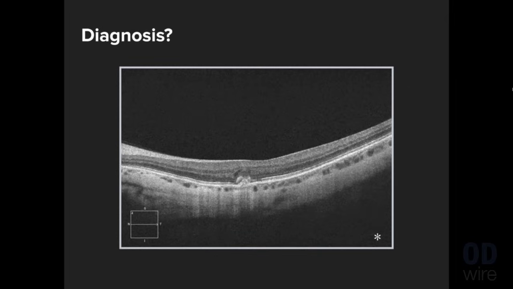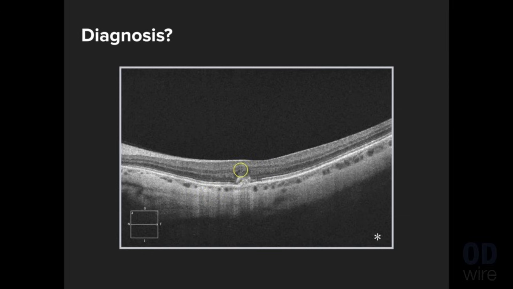What if I were to show you this one and ask the same question? What's the diagnosis? Yeah, I get it. A lot of you are going to jump and go, yeah, David, it's a myopic patient. Yeah, it's true. There's a staphyloma and there's a thin choroid. But what else do you see?